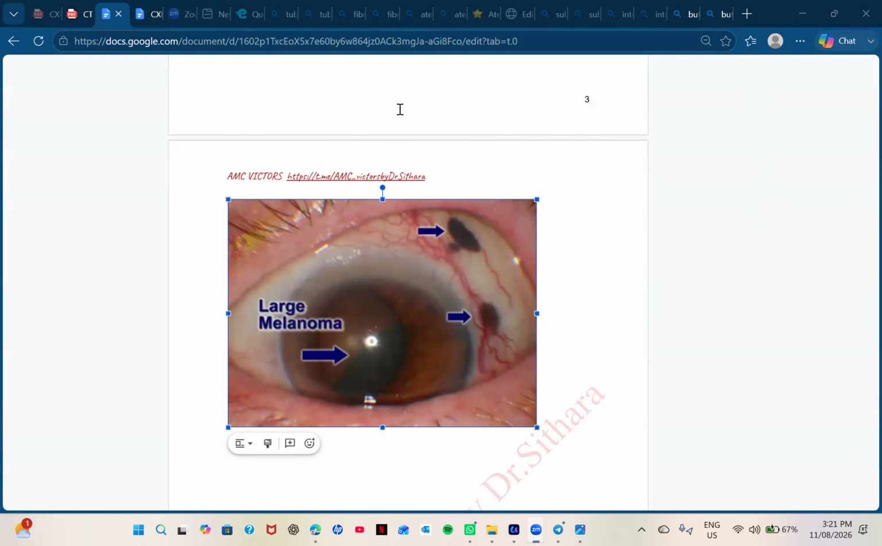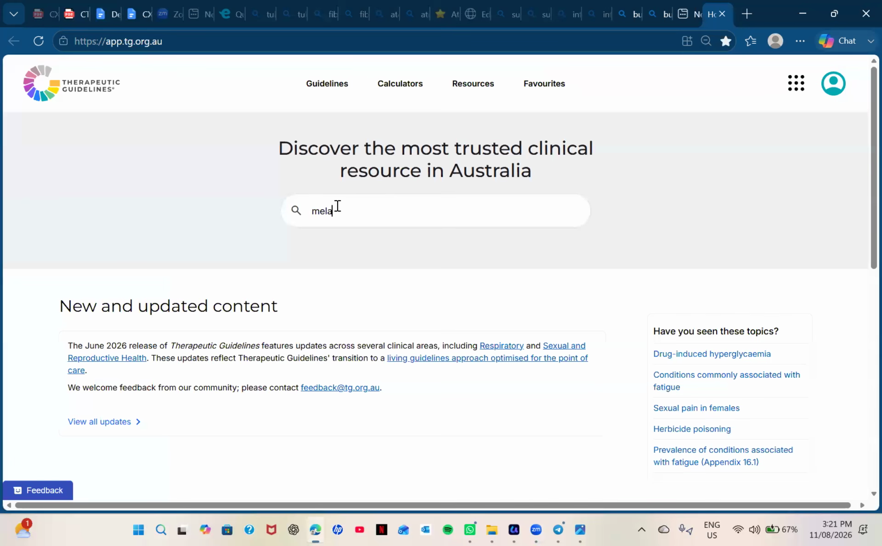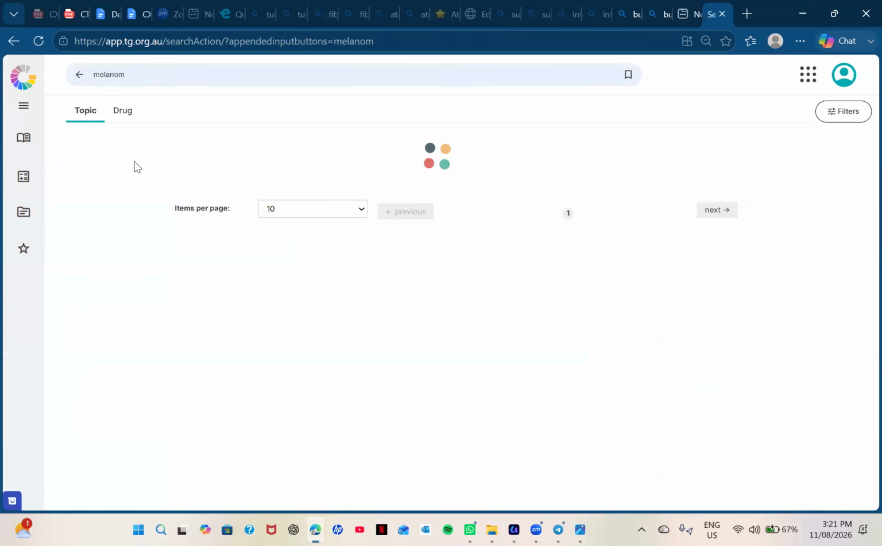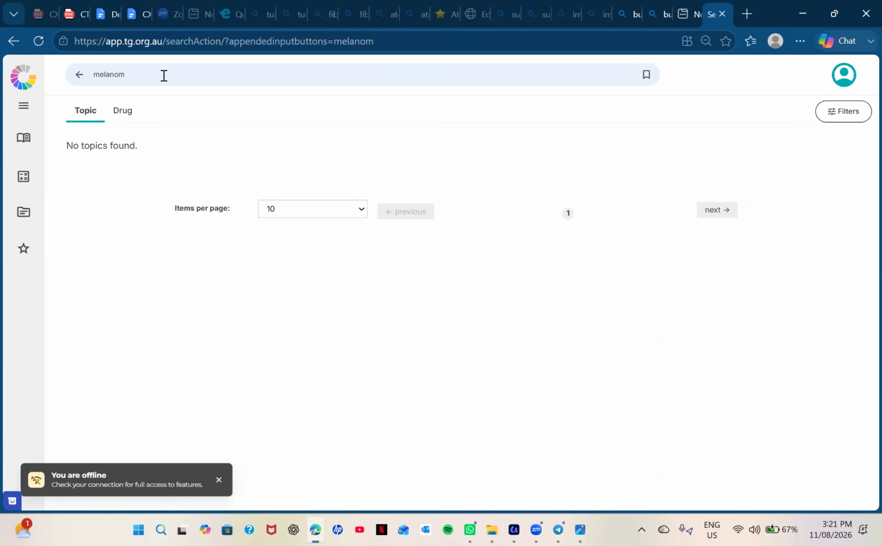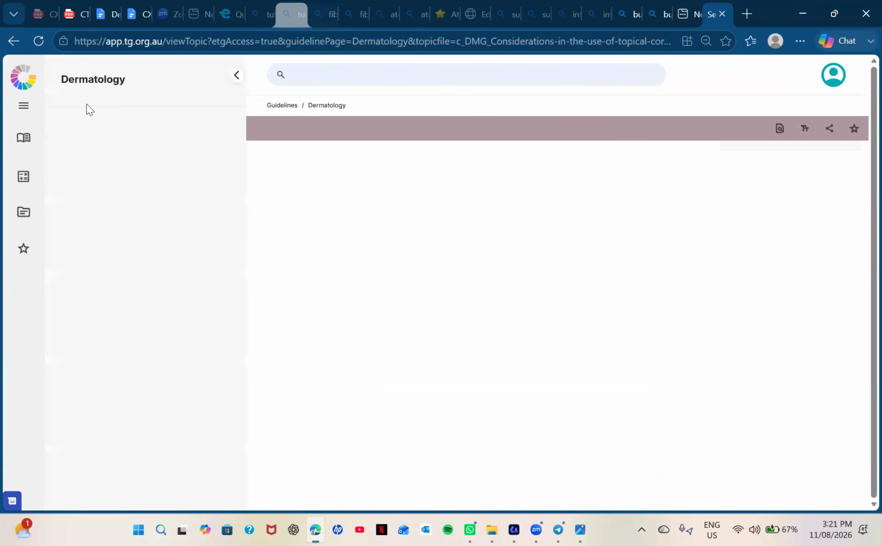Okay, after doing the biopsy, what you need to do? After the biopsy, what you need to do, doctors? After biopsy, how you should treat? Hmm? Am I offline? Okay.